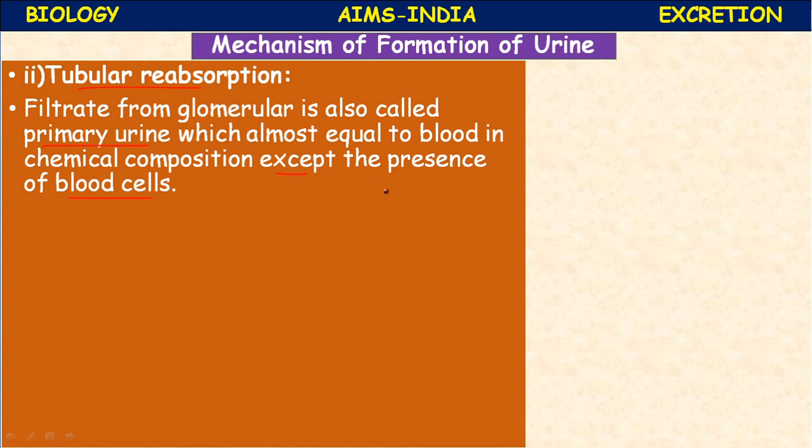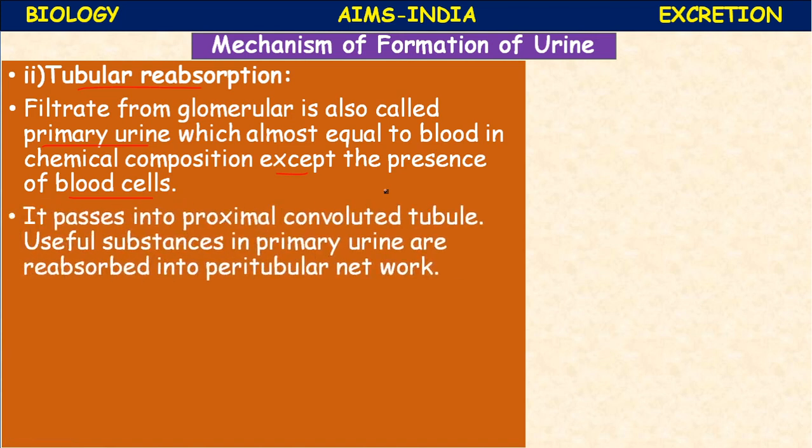Which type of filtration takes place in the glomerulus? Ultrafiltration. In ultrafiltration, only unwanted substances are filtered. RBC, WBC, platelets, these important constituents of blood are not filtered. So after the filtration, the glomerular filtrate is similar to the composition of blood except for the presence of blood cells. Blood cells are absent.